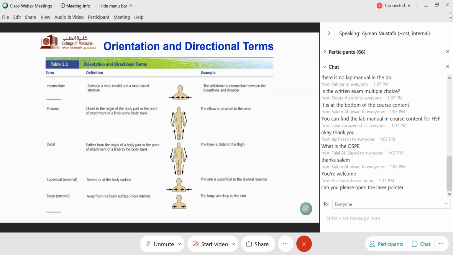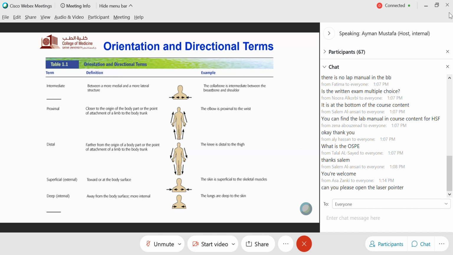Also, we have another term related to medial and lateral. We call it intermediate. Intermediate is used when I'm comparing three organs according to their relationship to the median plane. So the one closest to the median plane, I'm going to say it's medial. And the one that is farthest away, I'm going to say it's lateral. If I have a third organ in the middle, I'm going to call it what?